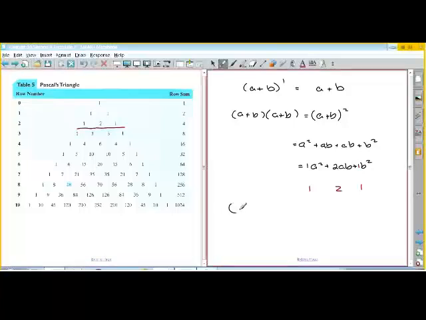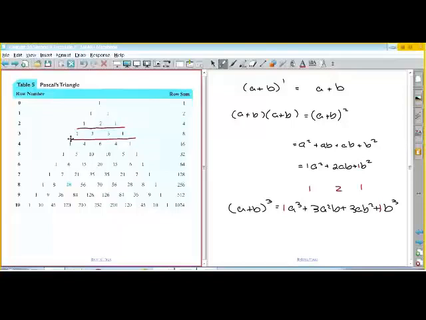And I'm not going to do the whole calculation, but if you did a plus b cubed, you would end up with a cubed plus 3a squared b plus 3a b squared plus b cubed. And again, the coefficients are 1, 3, 3, 1. There you go, 1, 3, 3, 1.